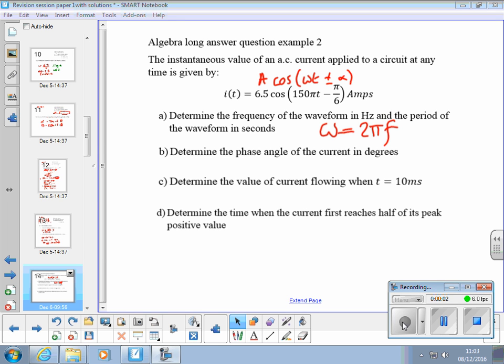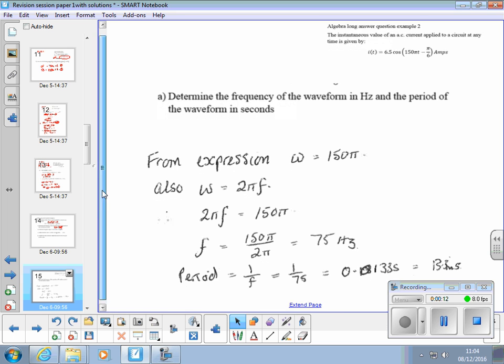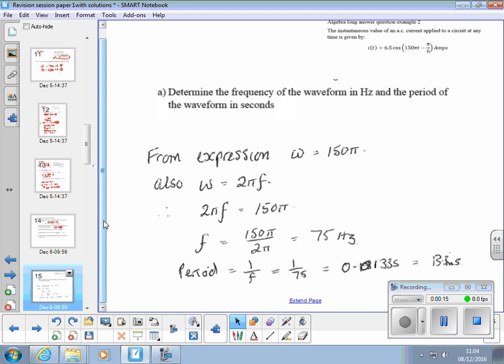This question, which I hadn't put any marks down for some reason, but we'll do them now. So the first part of that, determine the frequency of the waveform in hertz and the period of the waveform in seconds. Well, you've got omega in the formula. Omega is 150 pi from the given formula. Therefore, you're also given omega as 2 pi f. Substitute that in, you end up with a frequency of 75 hertz.